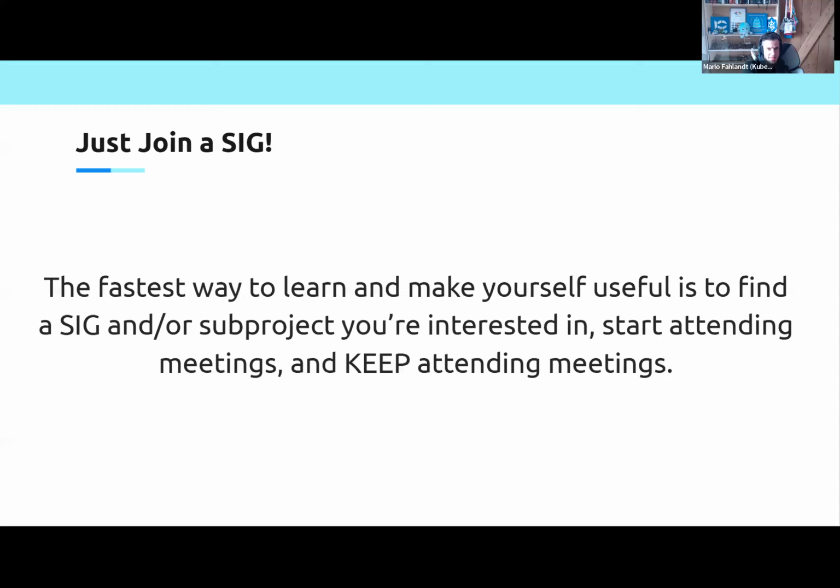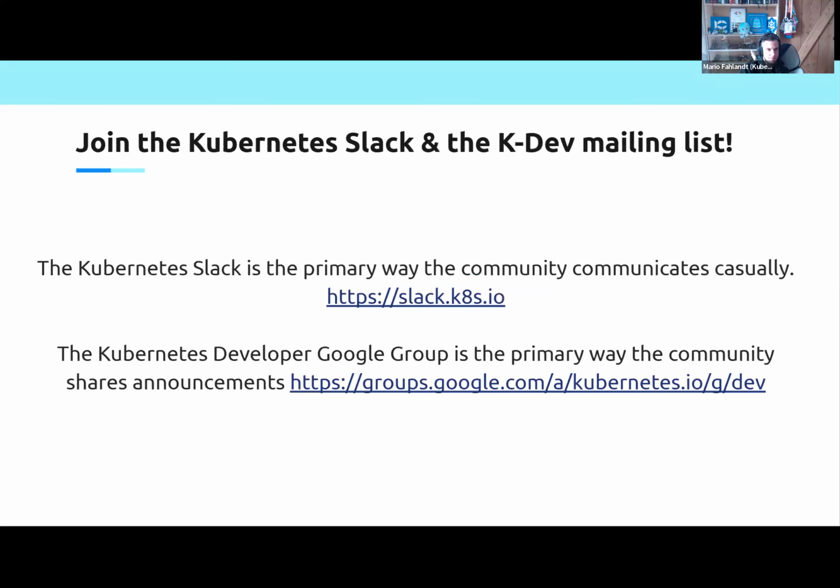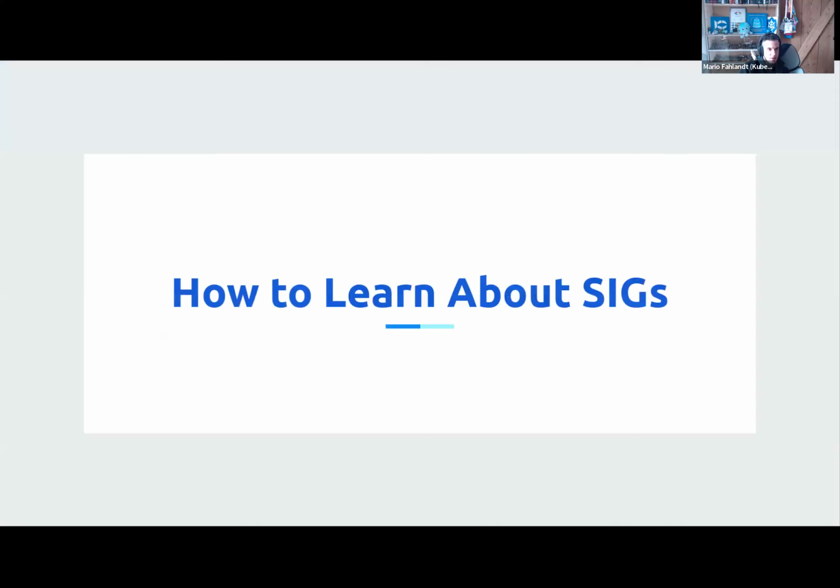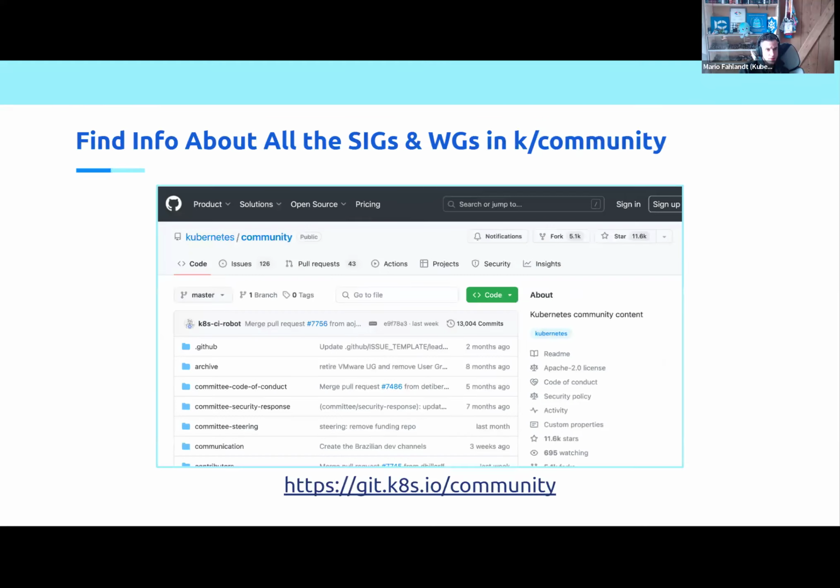That might not mean immediately picking up an issue and writing code. Often getting involved means attending meetings, reading notes and existing issues, and just generally starting to get a feel for what the group does. Let's explore how you can learn about SIGs so you can find groups that are relevant for your area. So where can you start learning?